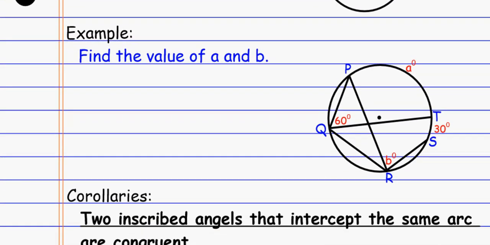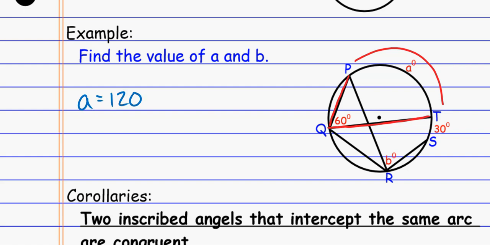For example, if I look at something like this, it says find the value of A and B. As we look around this figure, the first thing we notice is that A is this section right here. It's this arc from P to T. And we notice that it's associated with this angle right here, this 60-degree angle. That 60-degree angle is an inscribed angle. So if the arc is twice the angle, or the angle is half the measurement of the arc, it means that A has to be 120.